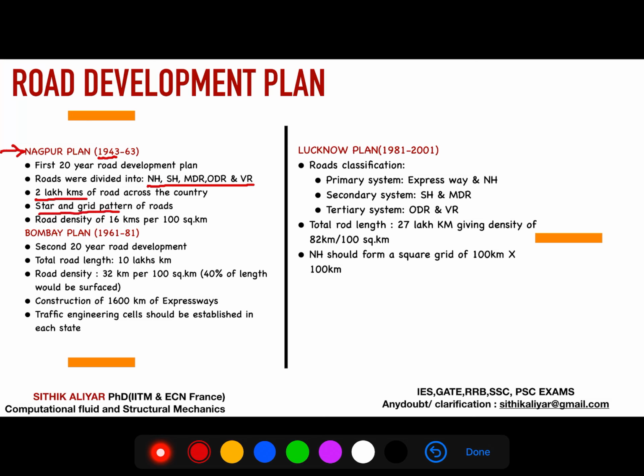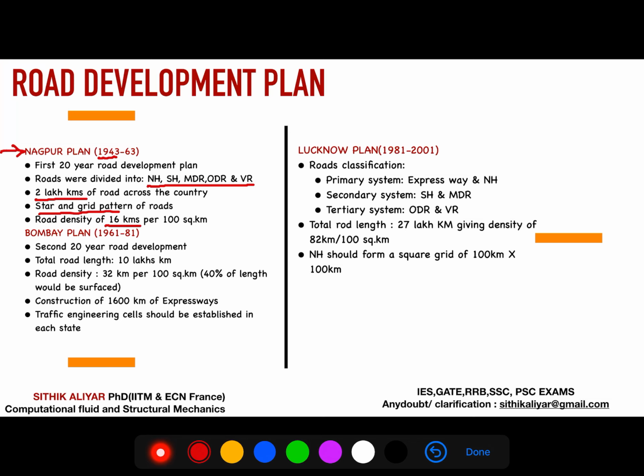And they decided on a star and grid pattern. I will show you in 2-3 slides the photos of what the star and grid pattern is. Anyhow, they decided this star and grid pattern would be the pattern followed while constructing new roads. And they had a target of at least 16 kilometers of road.